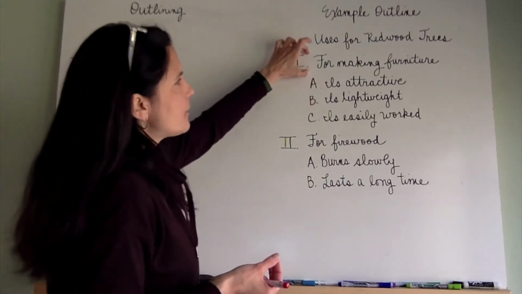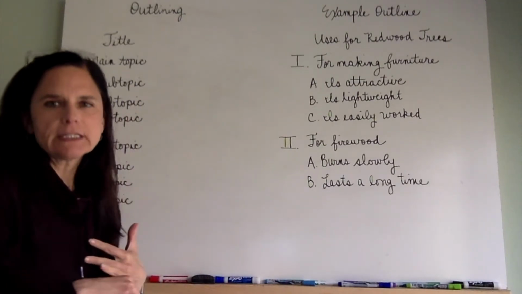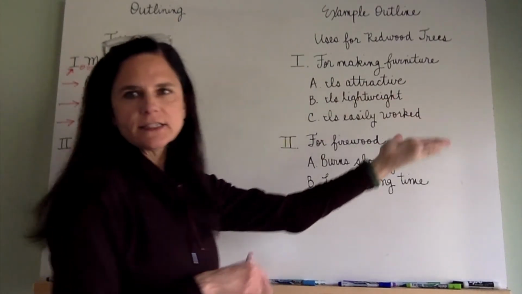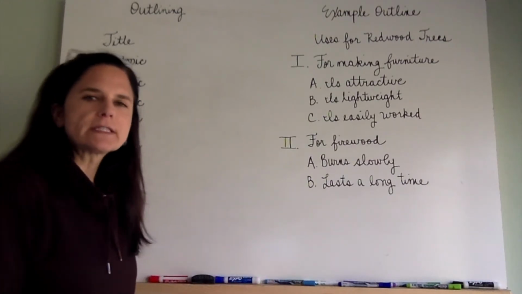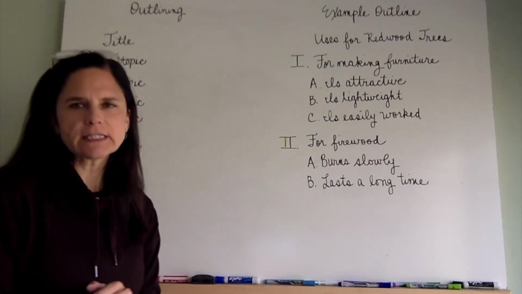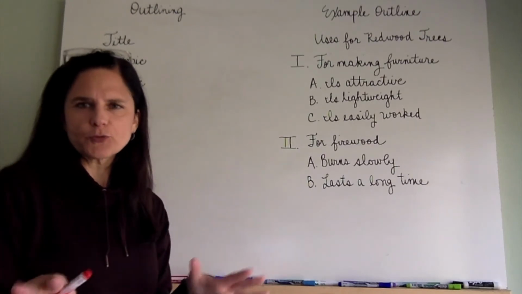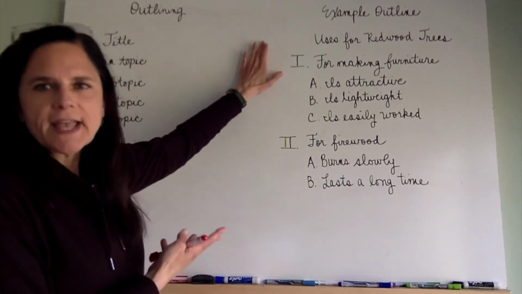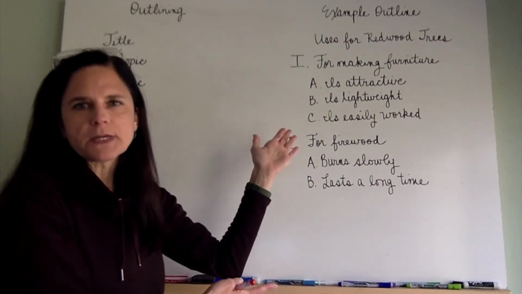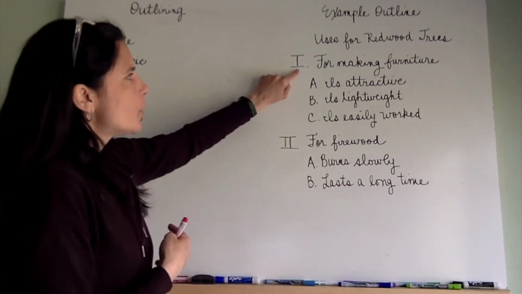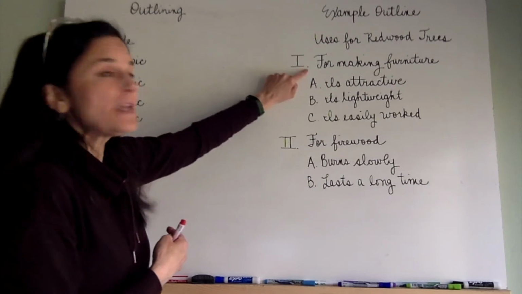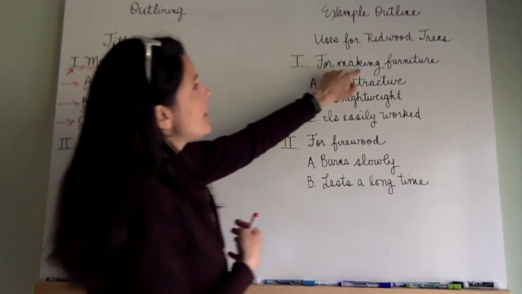Now notice that their main topic here is not a complete sentence. It's just a phrase. It can be a word. It can be a phrase. Sometimes it can be a complete sentence. We're not going to be using complete sentence outlines here for this report. So this is a good example because this is very similar to how we're going to be outlining our historical person report. So Roman numeral 1, period, for making furniture.